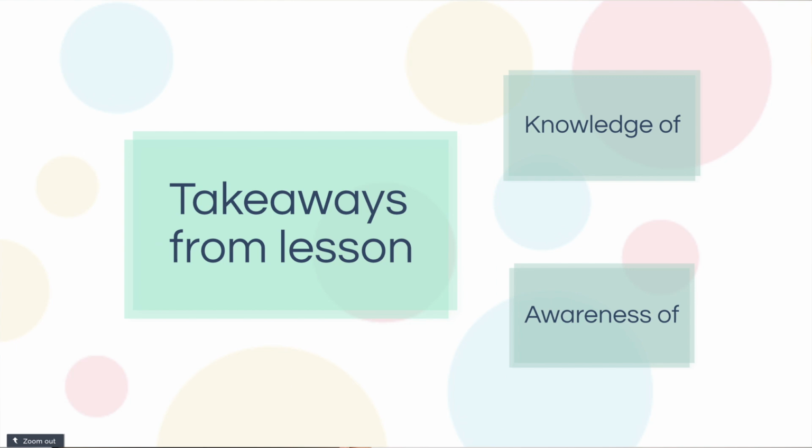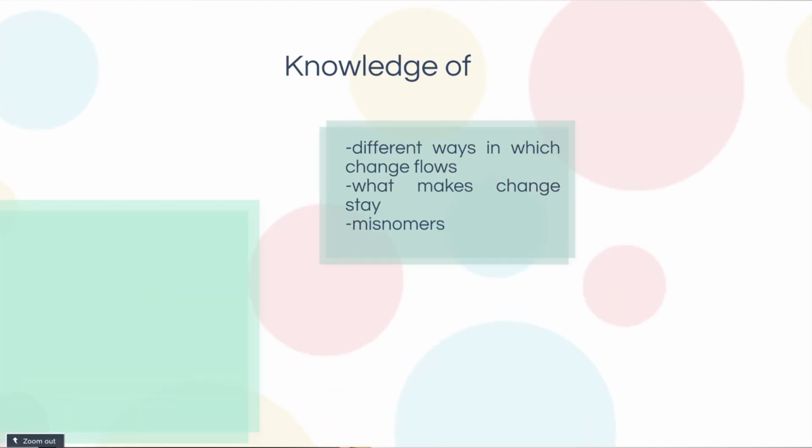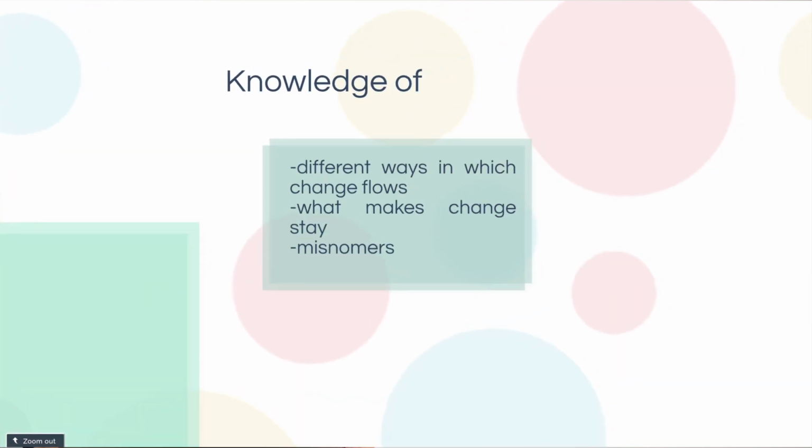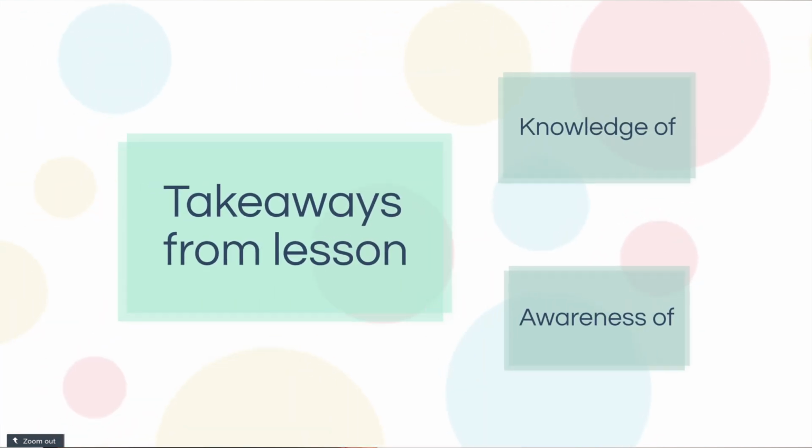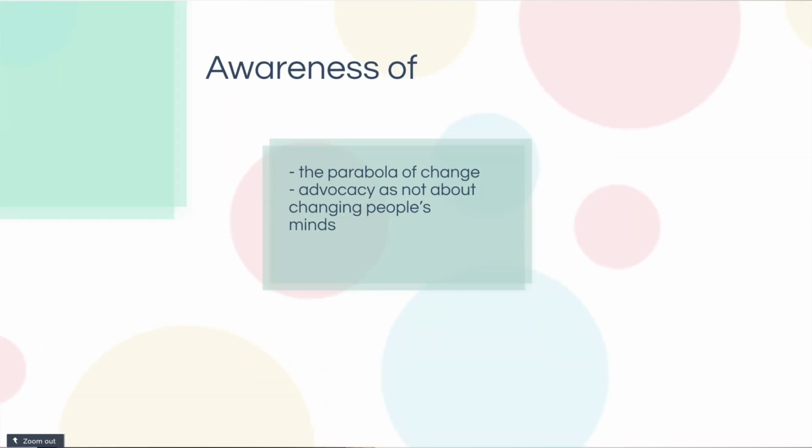There are two takeaways from this lesson. One is knowledge of the different ways in which change flows, in how change happens. The second is what makes change stay, because in advocacy, of course, we want the change that we bring about to stay, and some misnomers about change. Then we would like you to take away an awareness of the parabola of change and the timing of the parabola of change, and about what advocacy is not.